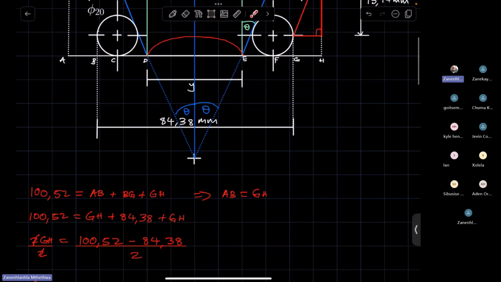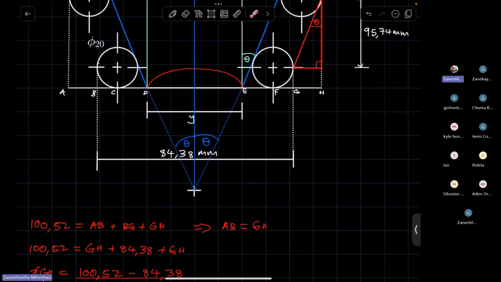Now, you must take note of a few things here. If you look at BC, what would you say BC is equal to in conjunction with this roller here? Radius. So BC is equal to the radius of the roller. We've been given the diameter of the roller, 20 millimeters, meaning that the radius is equal to 10 millimeters.